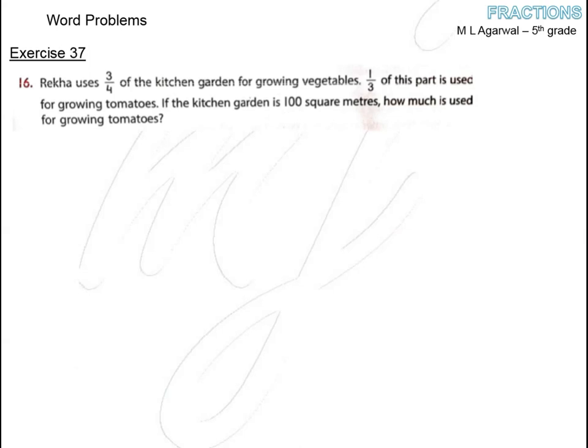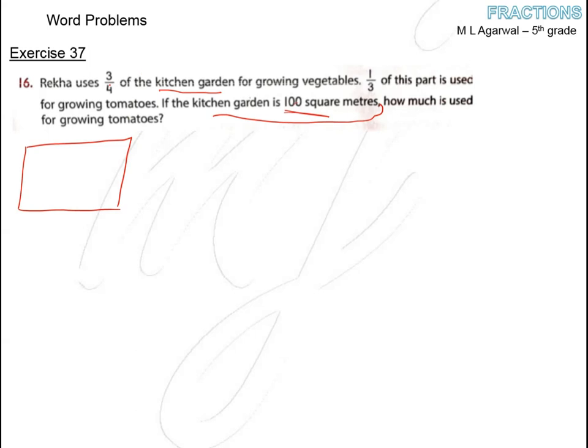Now Rekha uses 3/4 of the kitchen garden for growing vegetables. 1/3 of this part is used for growing tomatoes. If the kitchen garden is 100 square meters, how much is used for growing tomatoes? So now the kitchen garden is given. Okay, this is my kitchen garden, and here they are saying that the kitchen garden is 100 square meters. So let us say that this is my kitchen garden, and this whole area is 100 square meters.